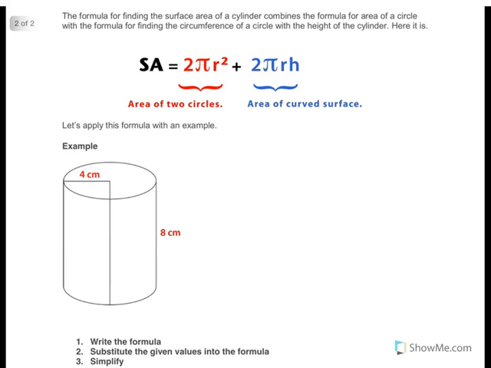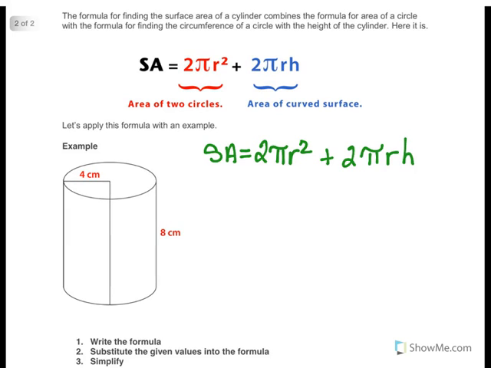Finally, the formula for finding the surface area of a cylinder simply combines the formula for the area of a circle with the formula for finding the circumference of a circle, and we multiply that circumference times the height of the cylinder. So that is the formula that we have, which is surface area is equal to 2 times pi r squared plus 2 times pi r times h.